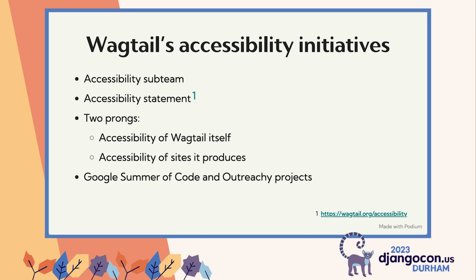And our accessibility subteam has worked together to devise an accessibility statement for the Wagtail project, which you can find at wagtail.org/accessibility. It explains some of the specific goals that we are striving for and serves as a public declaration of our commitment. In particular, it describes our two-pronged approach of wanting to both improve the accessibility of the Wagtail interface itself and also the accessibility of websites that Wagtail is used to create.